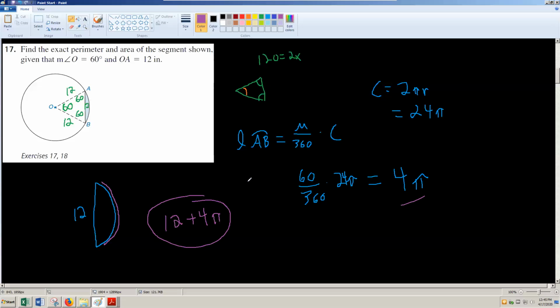Any questions on 17? I'm pretty sure you still have to find the area of the segment too. Oh, perfect. Let's find the area then. Okay. Thank you. I only read half the question. There we go. So let's find the area, since we want to be completing the problem and reading all the words. Let's look at the area for this thing.